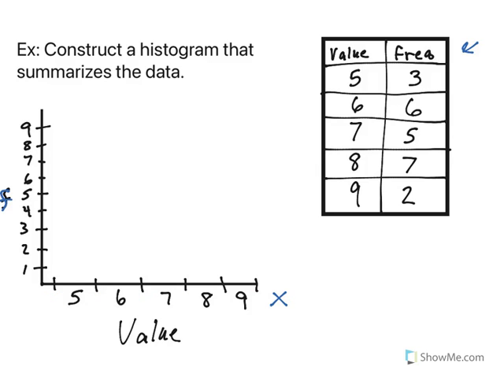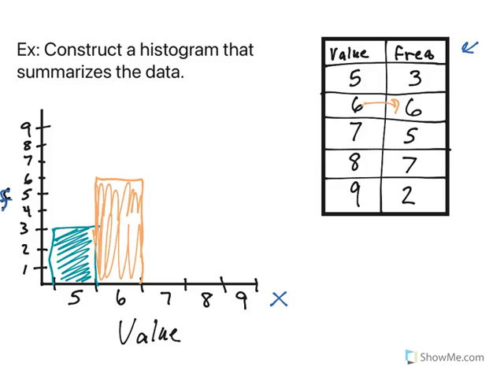Just to get started, I'm going to start with my value of 5, and the frequency is 3. So I say, okay, 3 goes up here, so I make myself a bar. Frequency of 3. Next, 6 has a frequency of 6. So I'm going to use this side, and I'm going to go up to 6. You'll notice that the bars touch. That's key. Then I go to 7. 7 has a frequency of 5. So I go to 5.